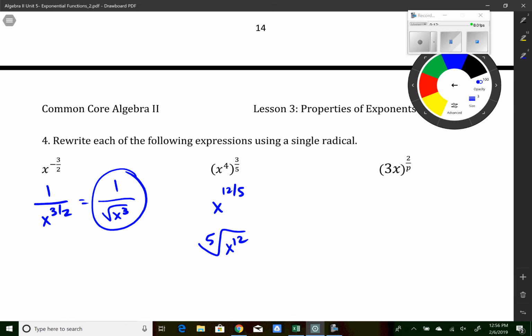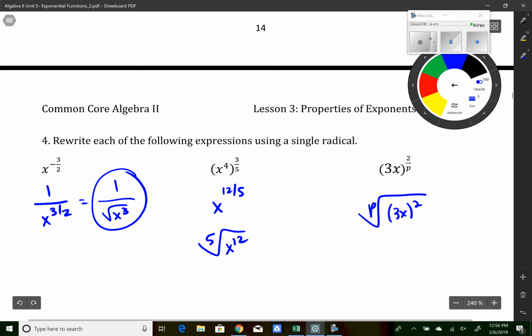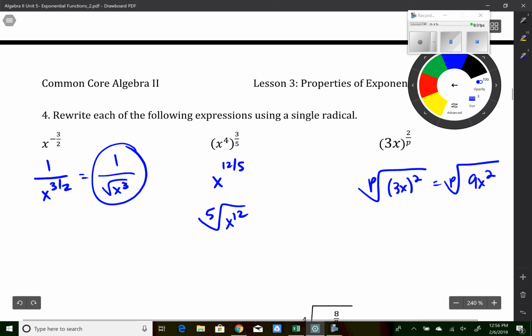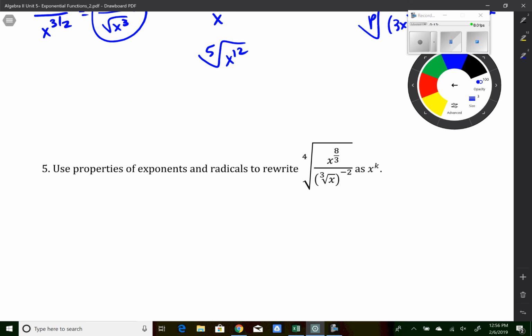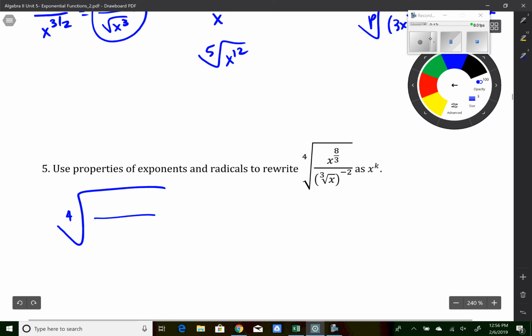Next one, even though that's a fraction with a variable in it, we still treat it the same way. So I'm going to say this is the p root of 3x squared. Or I could say this is the p root of 9x squared if I multiply 3x by itself. Just using these rules. Number 5 looks kind of scary. Just try your best. So we have the 4th root.